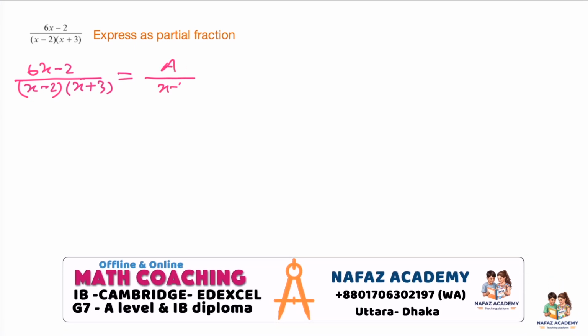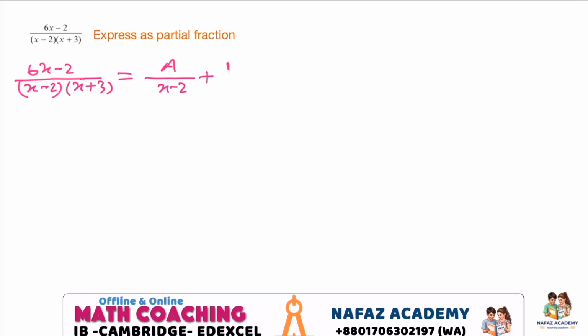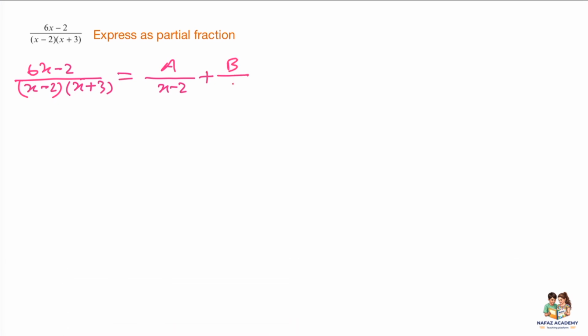So write A over x minus 2 plus B over x plus 3. Remember, it is always a plus sign between the A and B. That is the rule: A over factor 1 plus B over factor 2. You can change the order, A over x plus 3 or B over x minus 2. Don't worry.